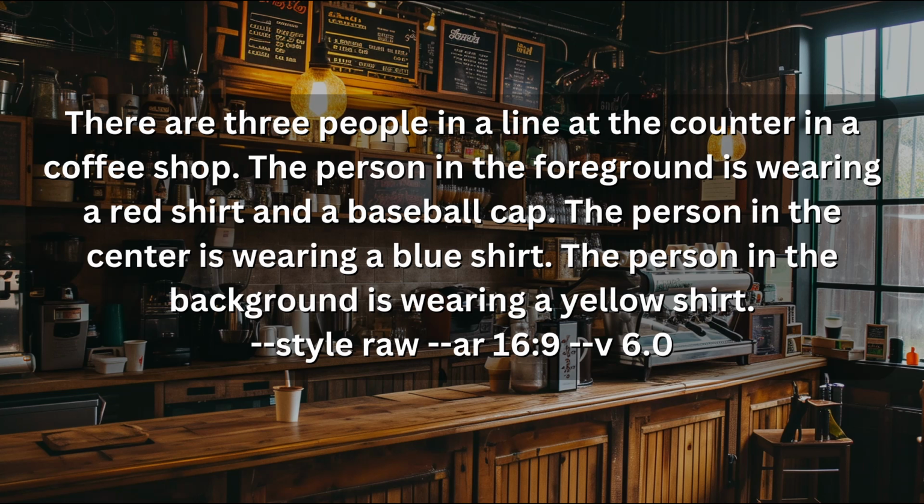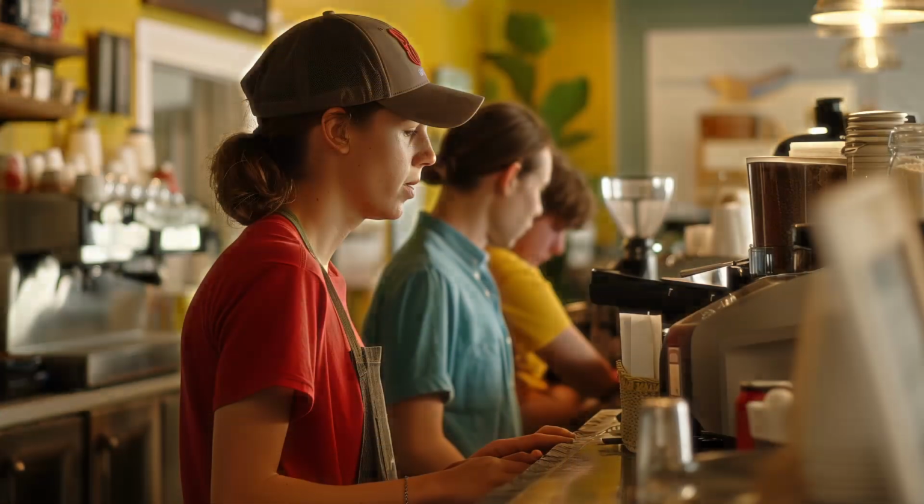For the last demonstration of the callback prompting structure, I'll use a prompt to create an image of people in a coffee shop. Up front, I declare that my subjects are 3 people at the coffee shop counter, and they are visually positioned in a line, or in other words, a row. I specify that the person in the foreground is wearing a red shirt and a baseball cap. The next person in the center is wearing a blue shirt. And the third person in the background of the image is wearing a yellow shirt. And here is the result. Another very nice job by V6.